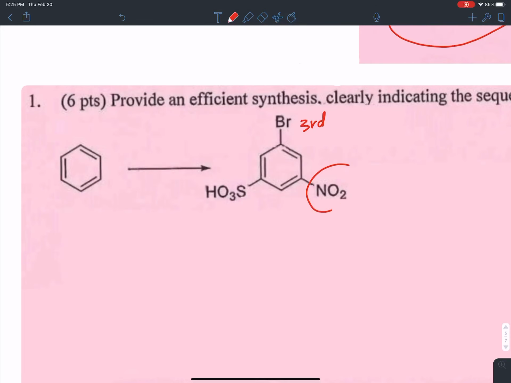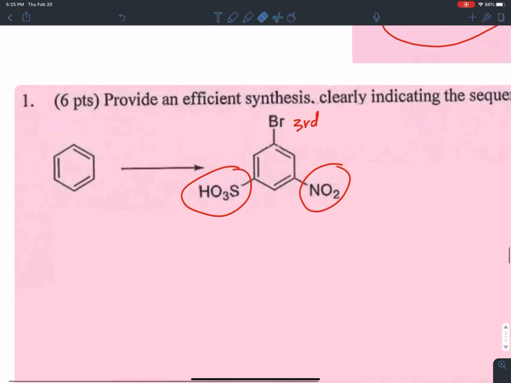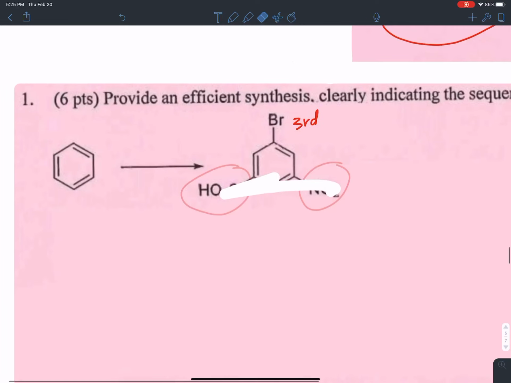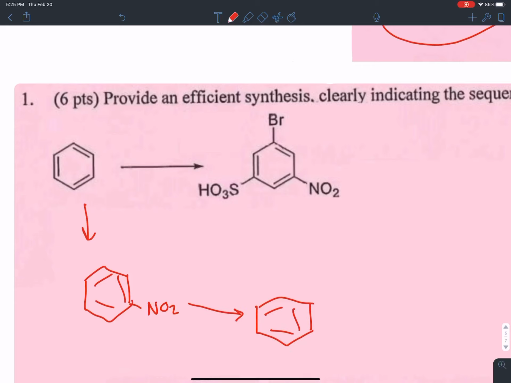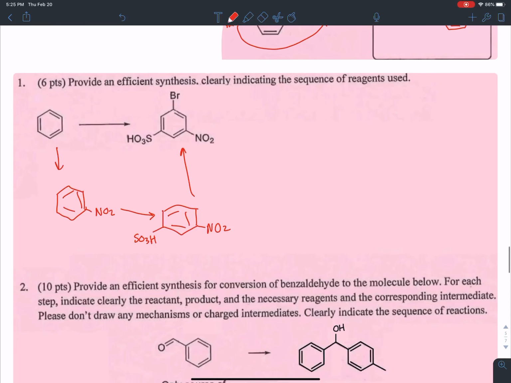Okay, between NO2 and SO3H, it doesn't matter which way you add it. You can go SO3 first, then NO2. It doesn't matter. So we'll go NO2. Again, you can do SO3 first, it doesn't matter. Then SO3, and then Br. And that would be the 3 steps.